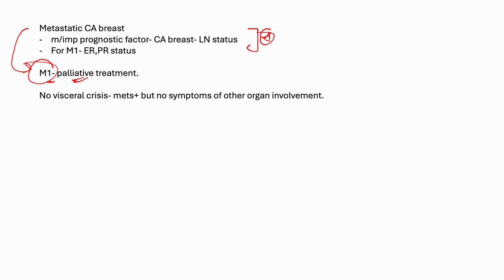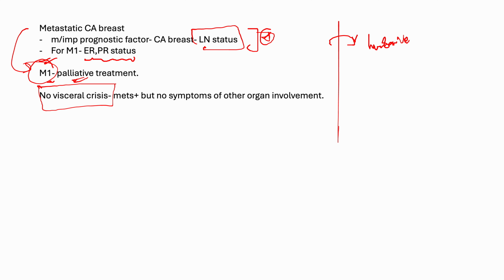These two sentences are very important. What is the most important prognostic factor for a case of CA breast? It is the lymph node status. But for an M1 cancer, the ER and PR status is the most important prognostic factor. Okay, just one term that you have to remember: no visceral crisis. That is, if mets are present but there are no symptoms of any other organ involvement, then this entire thing is called no visceral crisis. Okay, I've already described that the most common site of mets is the lumbar vertebra, and for mets you need a PET CT scan.